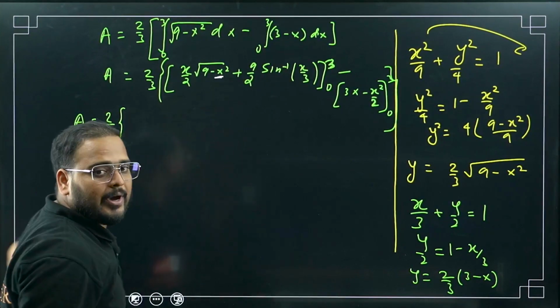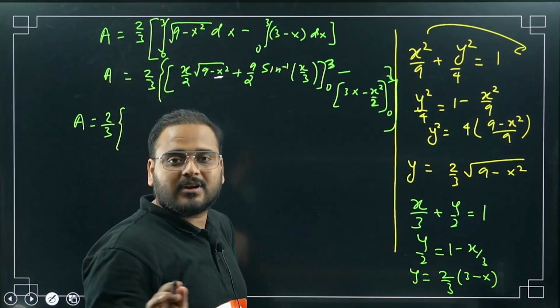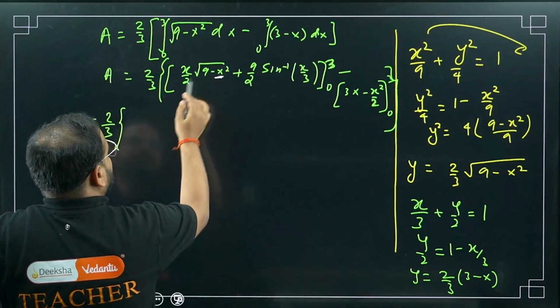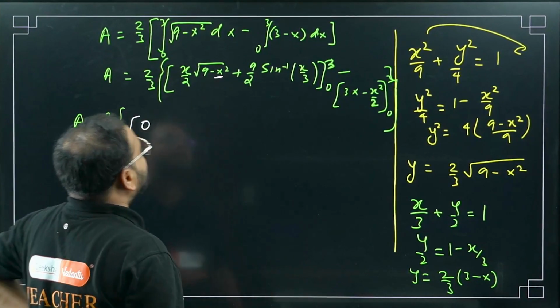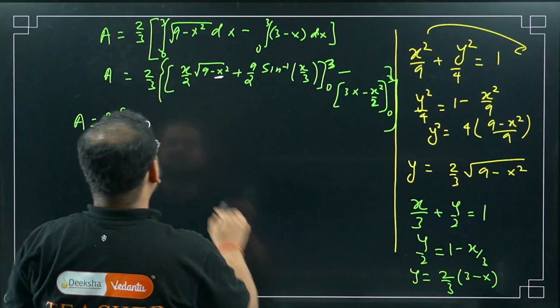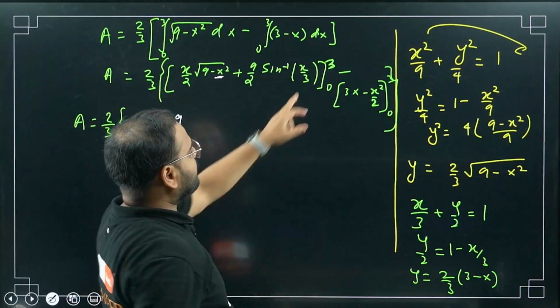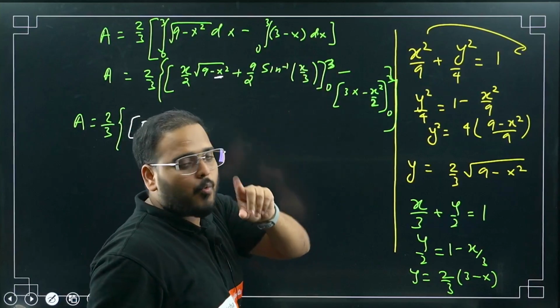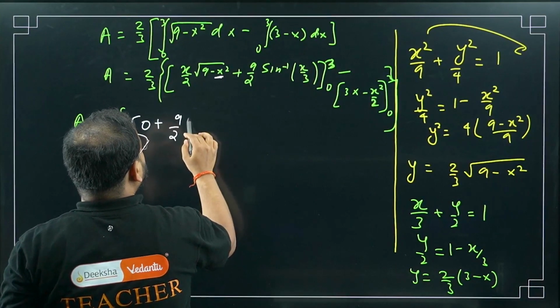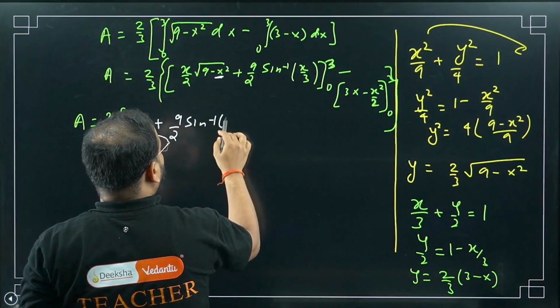It will become 3 square, right? 3 square will become what? 9. 9 minus 9 is 0. So this will become 0. What about this? I get 9 by 2 as it is. So plus 9 by 2, which is the constant. And sine inverse of x is 3, so 3 by 3 will be 1. Okay, so I'll write it as sine inverse of 1.